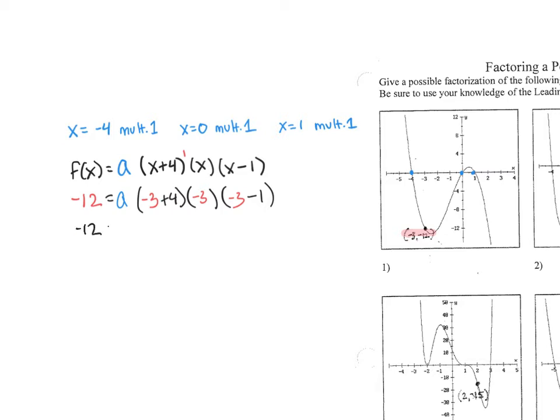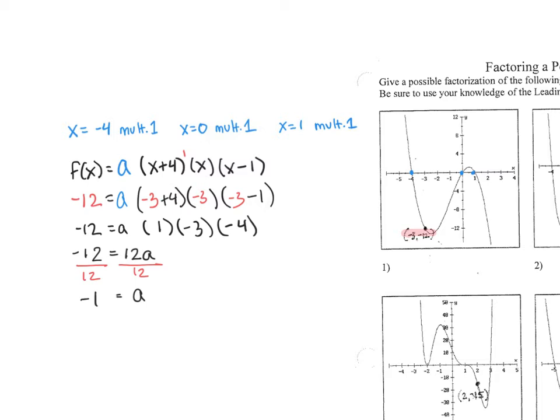So we're going to have negative 12 is equal to a times, let's see, negative 3 plus 4 is 1, times negative 3, times negative 4. So 1 times negative 3 times negative 4 is going to give us a positive 12. So we have negative 12 is equal to 12a, and then if I divide both sides by 12, I end up that a is equal to negative 1. So that multiplier we have out in front is a negative 1.